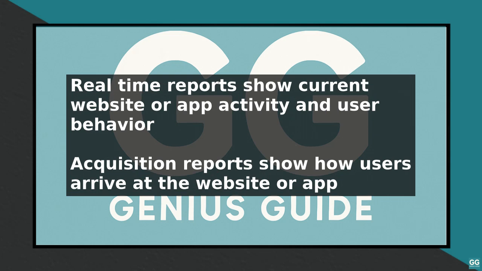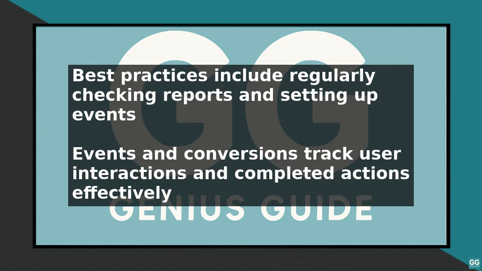To get the most out of your Google Analytics 4 reports, you need to set up events and conversions. Events are user interactions with your website or app, such as button clicks or video plays. Conversions are completed actions such as purchases or form submissions. You can set up events and conversions by going to the Configure section of your Google Analytics 4 account and clicking on Events or Conversions. Here you can create new events and conversions and define their parameters such as category, action, and label.